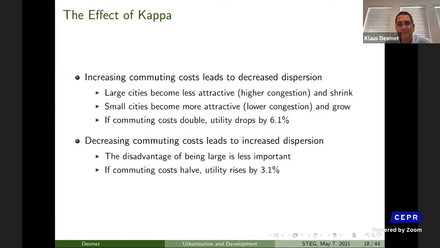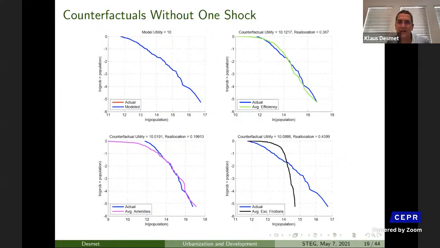And of course, then you can look at utility and welfare, etc. But let me move on in the interest of time here. So here's the first exercise, where what we do is the following. We say, what would happen to the city size distribution if, for example, we eliminated all productivity differences across space? Or what would happen to the city size distribution if we eliminated all amenity differences across space?